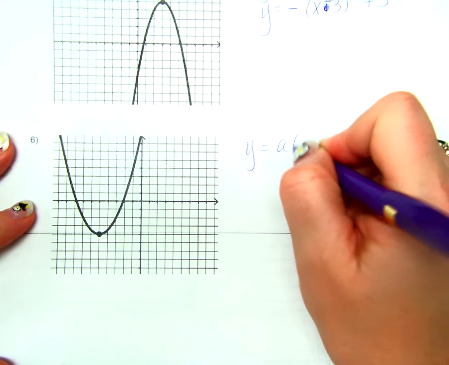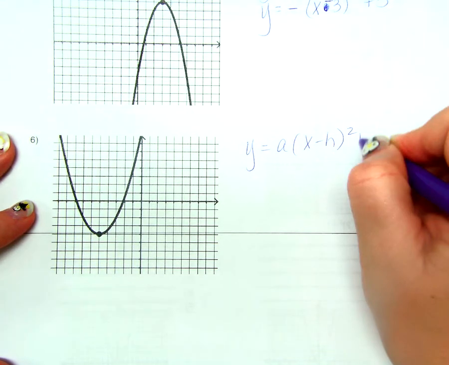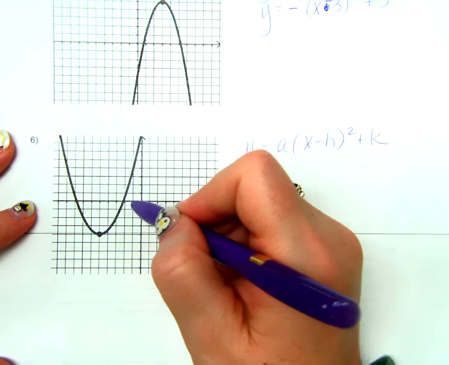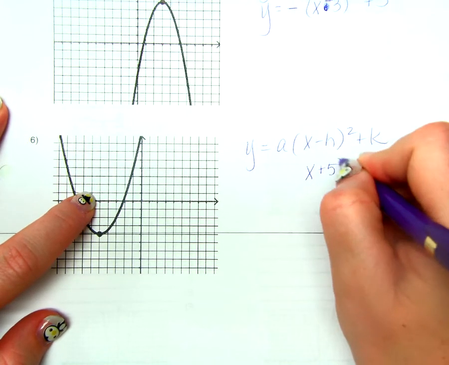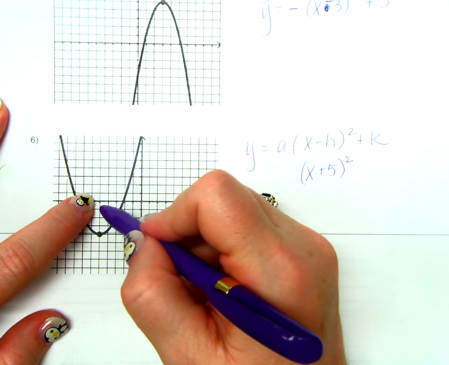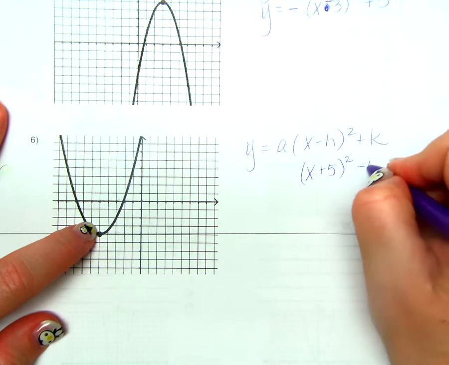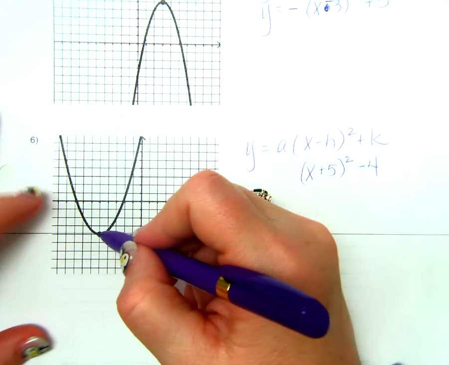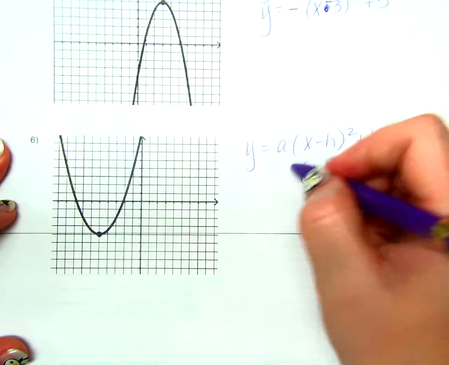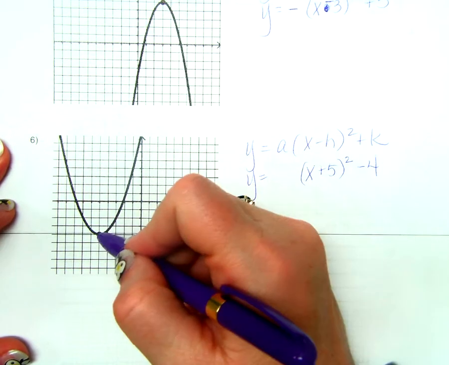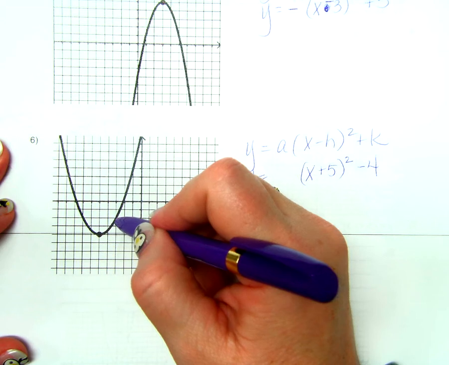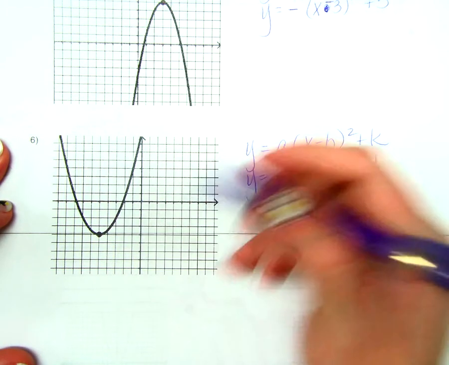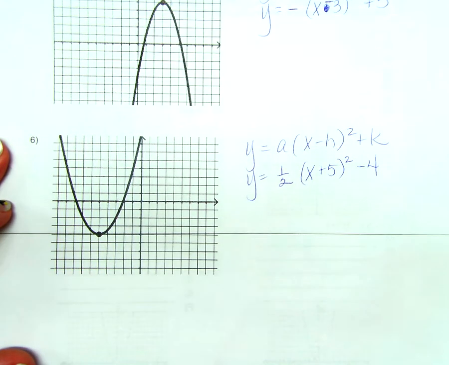Y equals a times x minus h squared plus k. My vertex moved 1, 2, 3, 4, 5 to the left, so it's going to be x plus 5. And then it moved down 1, 2, 3, 4, down 4. It does have a different shape. It's a little wider, so you know I have a multiplier. And I went over 1 and up something that I can't tell. I went over 2 and up 2, it's half as high as I'd normally go, so my multiplier is going to be a half. Okay?